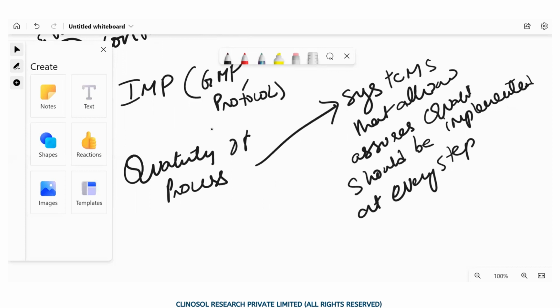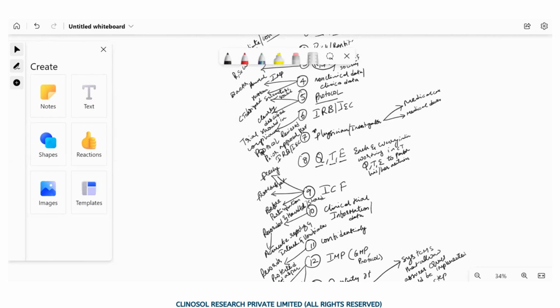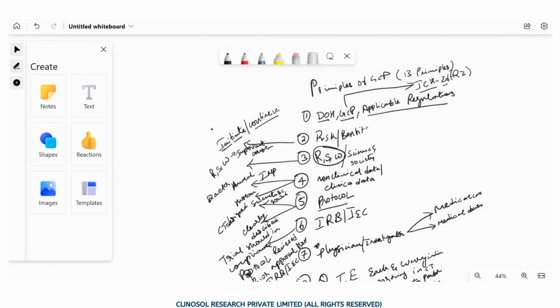Now I'll repeat all the 13 principles in one shot. First principle: clinical trials should be conducted in accordance with the Declaration of Helsinki, GCP, and applicable regulatory requirements. Before a trial is initiated or continued, the benefit should always outweigh the risk. Then we can initiate or continue the clinical trial. The rights, safety, and well-being of trial subjects are the most important considerations and always prevail over science and society. The available non-clinical and clinical information should support the proposed clinical trial.